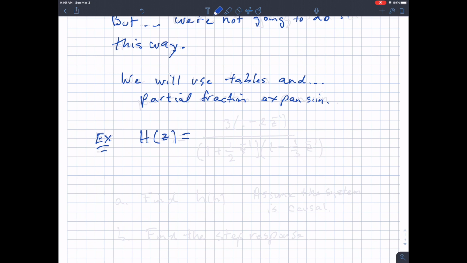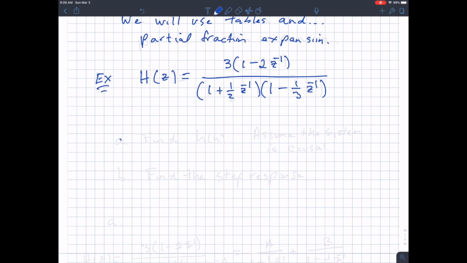So we're going to start with an h of z. Let's define h of z to be 3 times 1 minus 2 z to the minus 1 divided by 1 plus 1 half z to the minus 1, 1 minus 1/3 z to the minus 1. Okay, it's got a couple of finite poles and one finite zero. So in this particular case, what I want to do is two things. I want to find h of n, which is the impulse response.